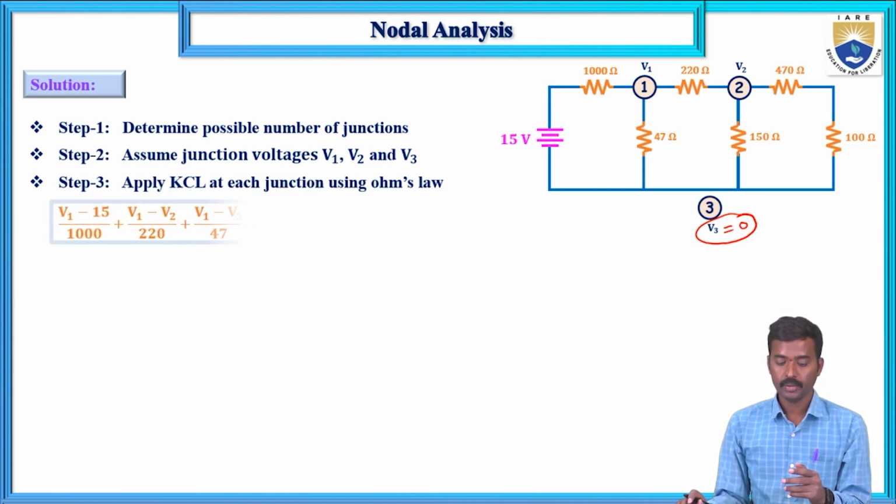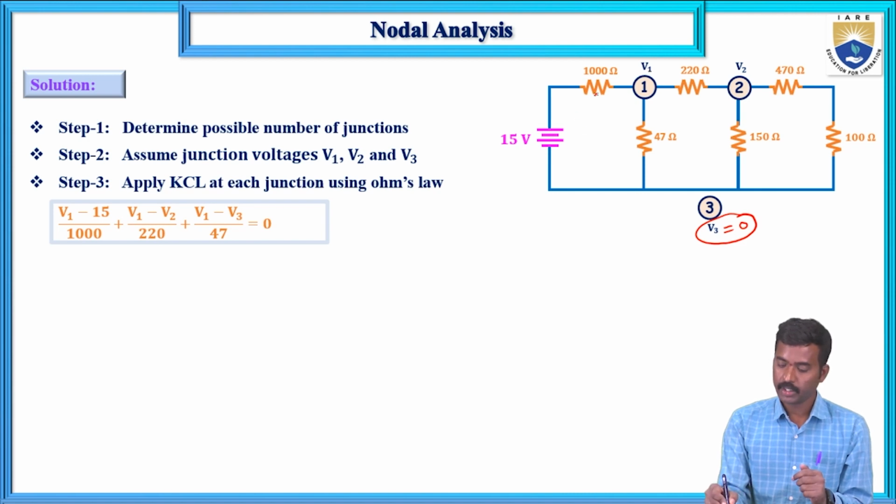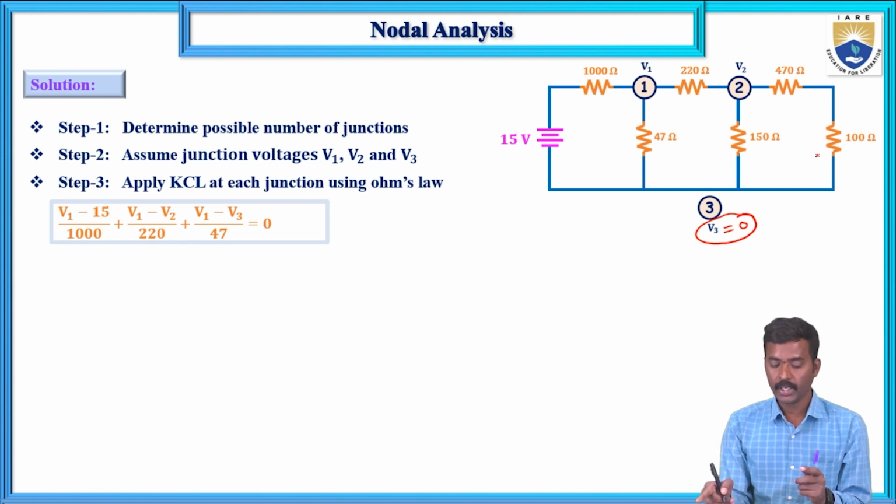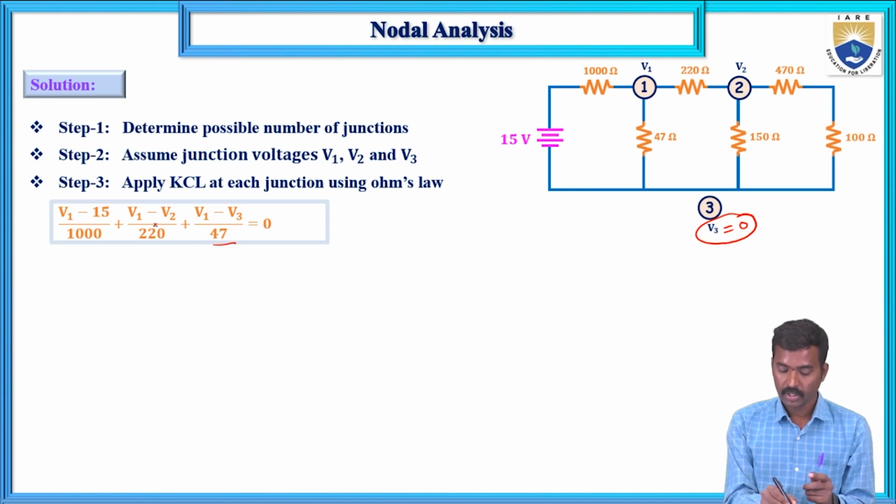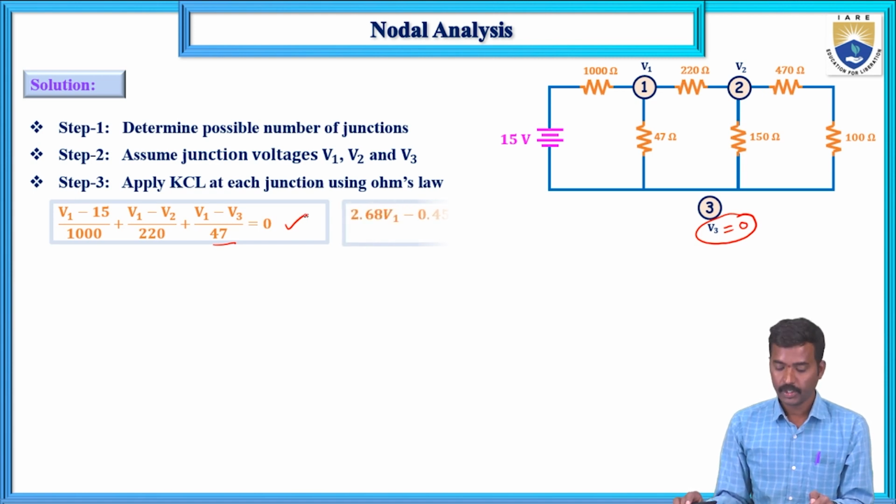So here we have (V1 minus 15) by 1000, (V1 minus V2) by 220, and these two are connected in series, so the equivalent R is 470 plus the other. So (V1 minus 15) by 1000, (V1 minus V3) by 470, and (V1 minus V2) by 220. The simplified one is 2.68 V1 minus 0.45 V2 is equal to 1.5.